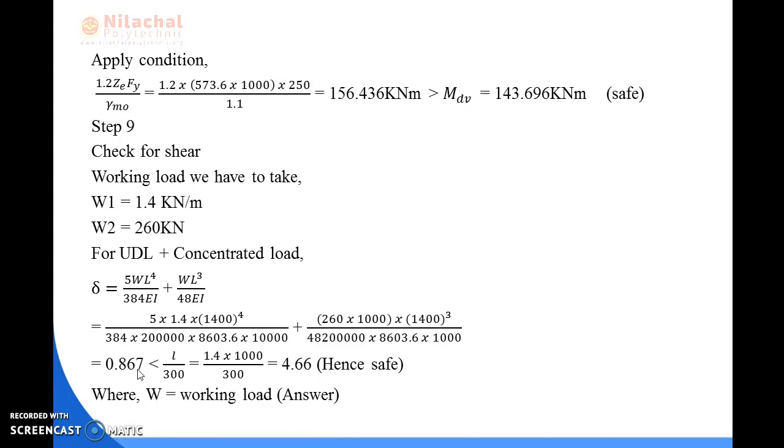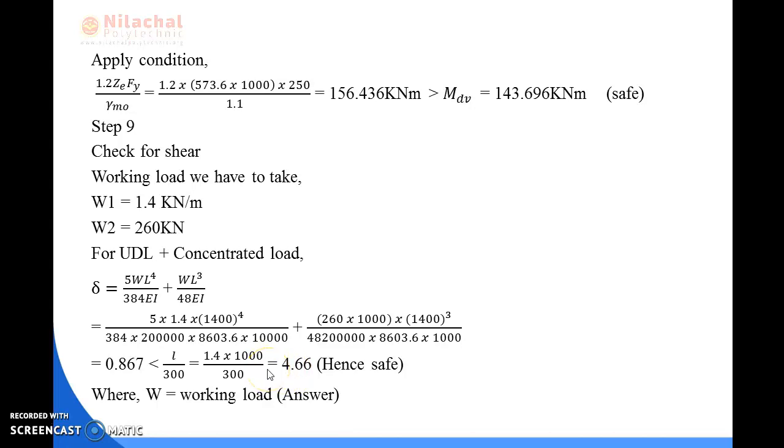Now we have to apply the condition, L by 300, and check whether it is safe or not. L value is given as 1.4, and converting it into mm we multiply by 1000. So 1.4 into 1000 divided by 300 is equal to 4.66. You can see that 0.867 is less than 4.66. Hence, the provided section and all the checks and the design procedure are safe for the design of the beam.